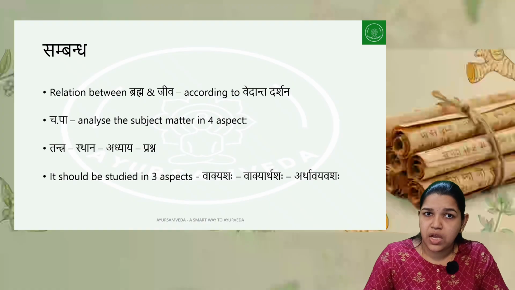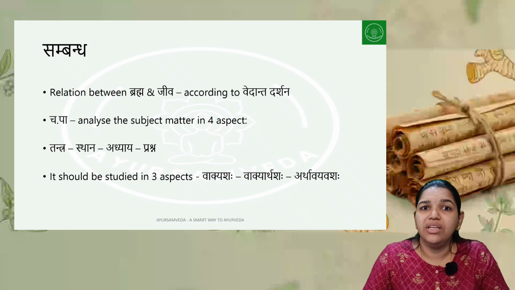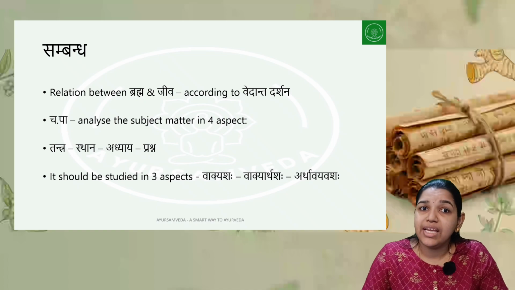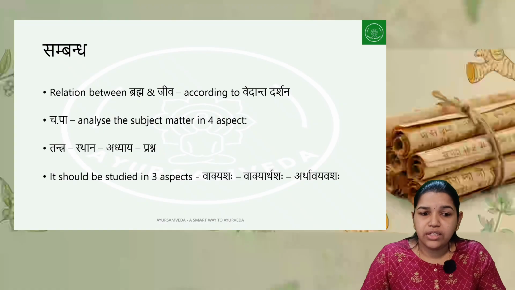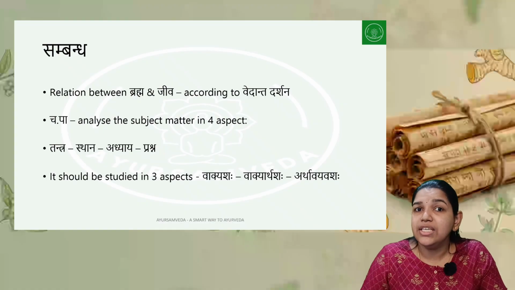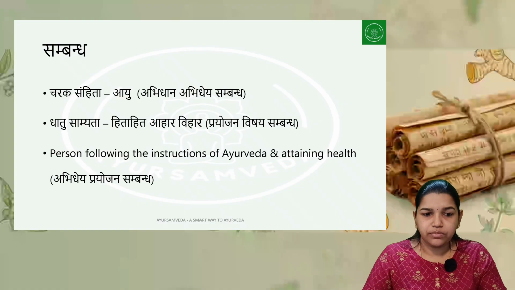So these are the three ways in which we have to analyze the Tantra, Sthana, Adhyaya, and Prashna. By all this analysis, we will be able to understand the relation between these factors, the relation between the things being explained, and the relation with the adhikari, vishaya, and prayojana of the shastra. That is how we have to study a particular topic.